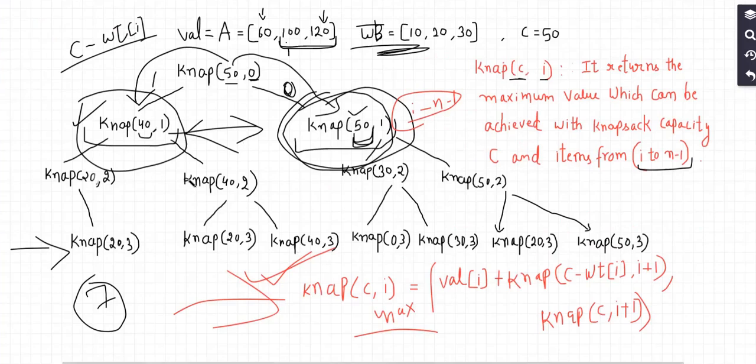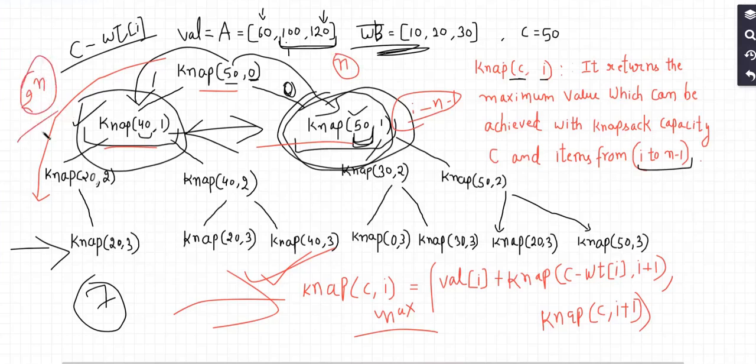So you see here that each function is calling at most 2 functions. That means the branching factor is 2. And the height of this tree can be equal to the number of indices that we have, that means the number of items that we have, n. So the number of function calls will be 2 raised to the power n. So this is the time complexity.